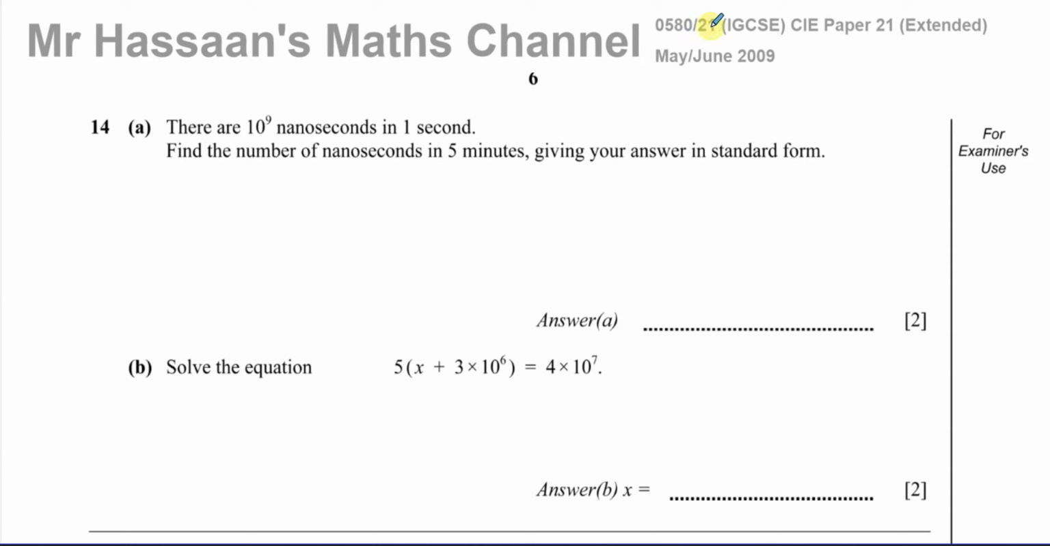I'm now answering a question from the May-June 2009 IGCSE Cambridge 0580 exam. This is paper 2 variant 1. And this question here, I've been requested to answer part B of this question, but I'm going to go through part A as well.